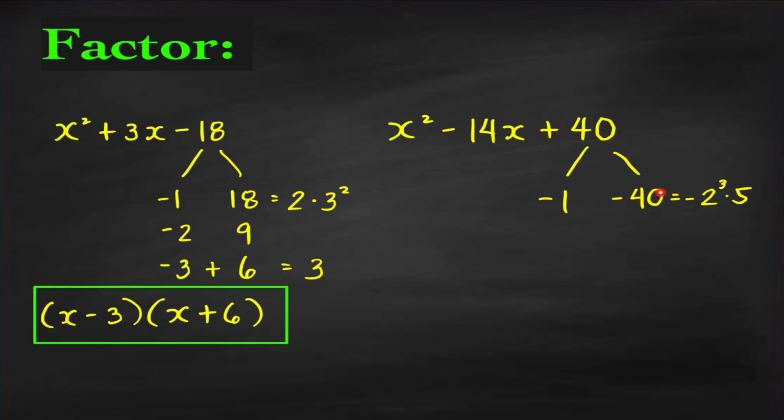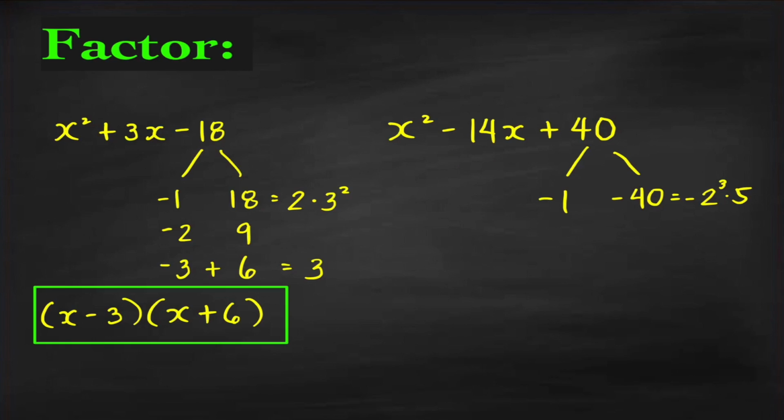Again, we prime factorize 40, and this is 4 times 10, right? And 4 times 10 is actually 8 times 5, and you can write 8 as the product of 3 copies of 2. So that is 2 cubed times 5. And 2 and 5 are prime numbers, so this is already the prime factorization of 40. Now, the sum of negative 1 and negative 40 is not equal to negative 14.